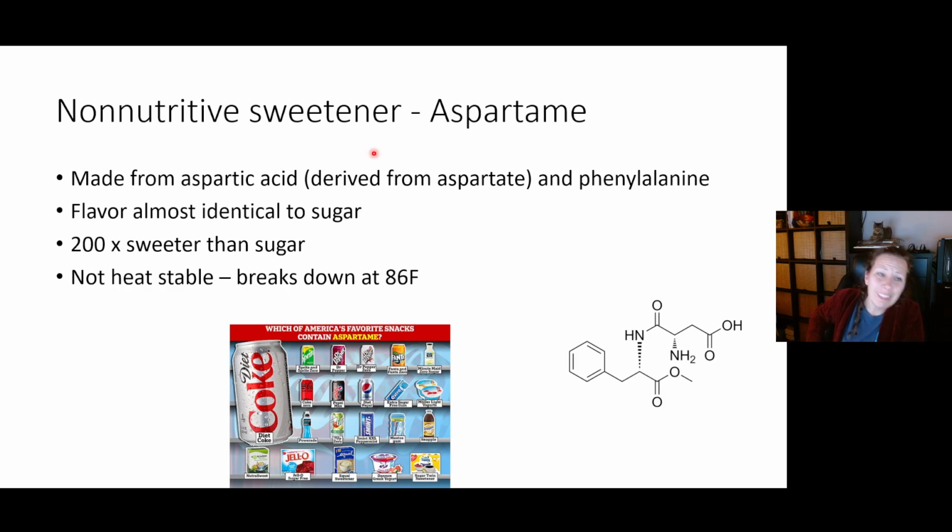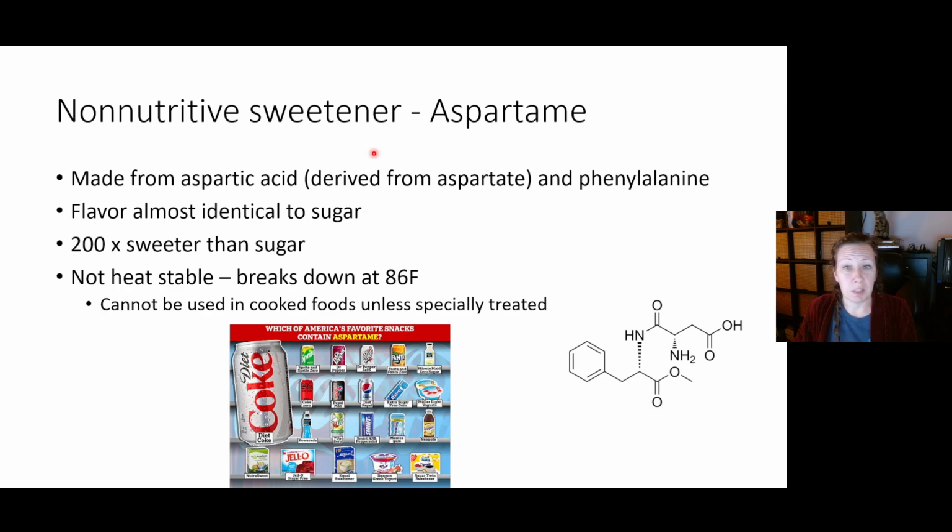The key thing to know about aspartame is that it is not heat stable. It actually breaks down at 86 degrees Fahrenheit, which means if you leave your Diet Coke outside in Texas in the summer, it's not going to taste like Diet Coke very much longer. It's not going to be sweet very much longer. Because it's not heat stable, it can't be used in cooked foods unless it's been specially treated. If they do specially treat the aspartame, then they can use it in cooked foods. But in its native form, no.